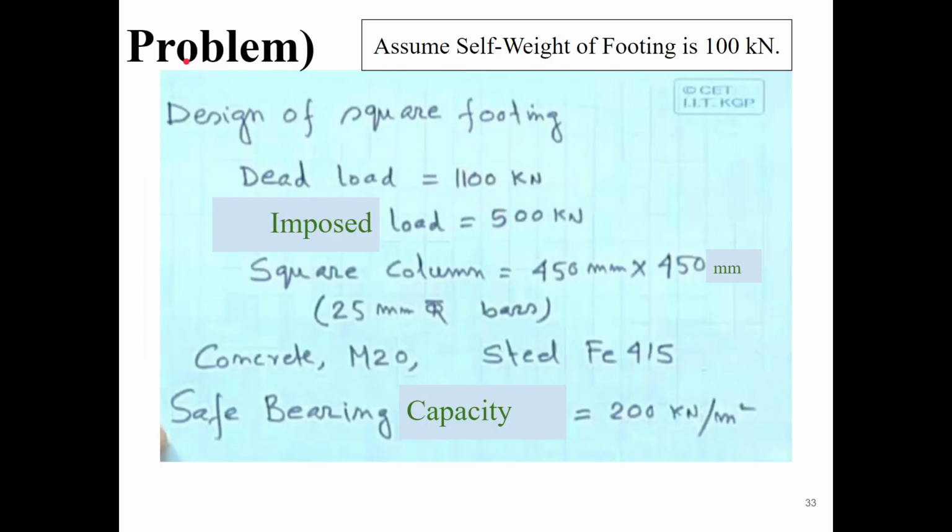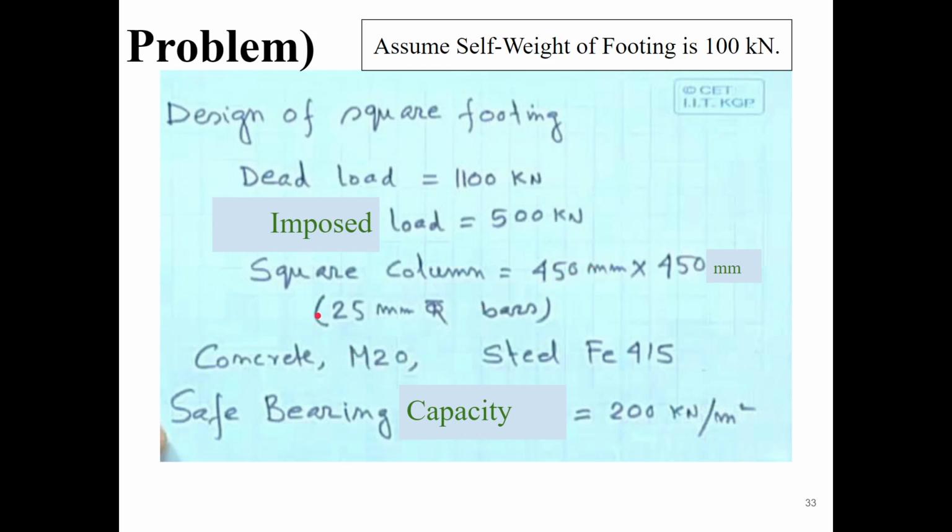So now let us try to understand this criteria by solving a problem. Let us design a square footing which is subjected basically to a dead load of 1100 kilonewton, an imposed load of 500 kilonewton, and the column is of square dimension, that is 450 by 450 millimeter.